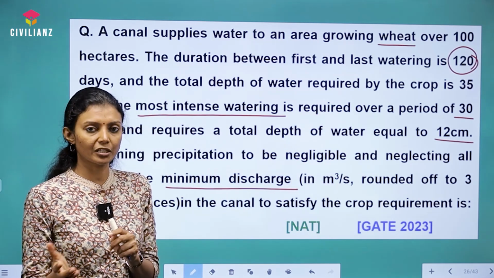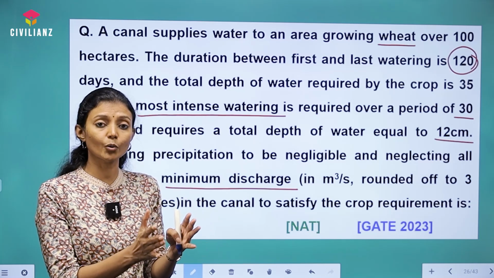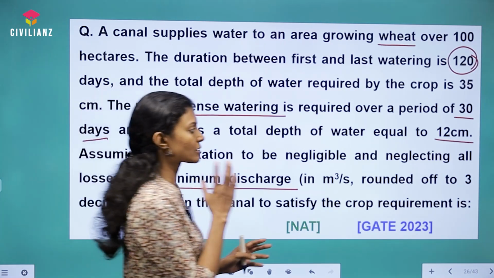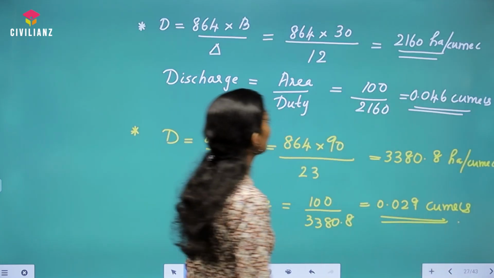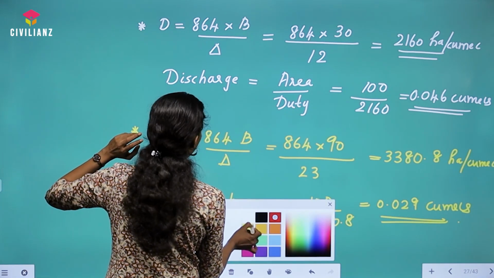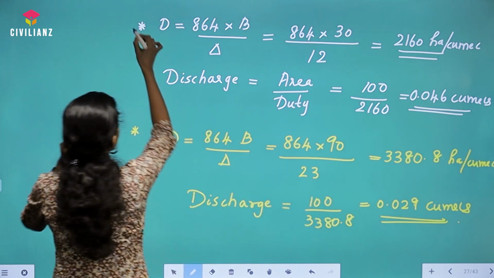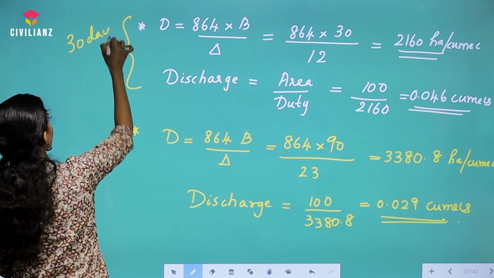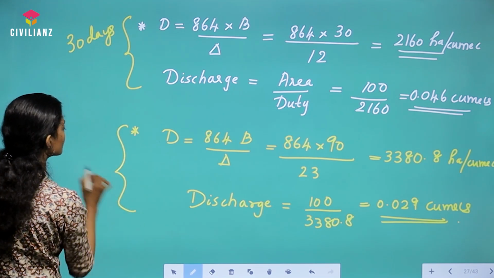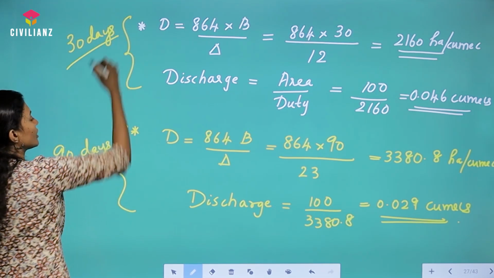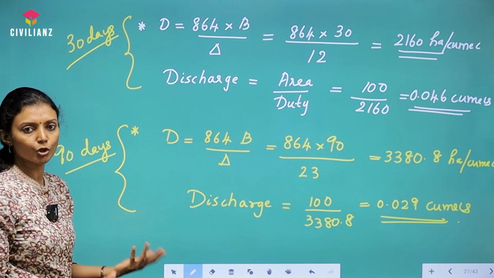Now we are going to find out the discharge required during these 30 days and the remaining 90 days. So let us see how to solve this problem. First we are going to consider the period of 30 days. This is the discharge required during 30 days, and this is the discharge required during the remaining 90 days. We are dividing the whole base period into 2.